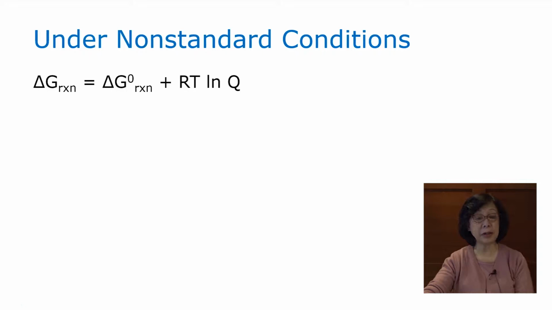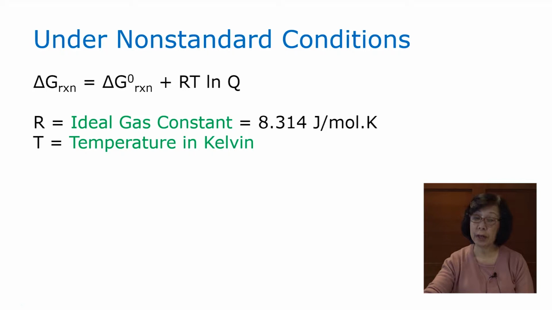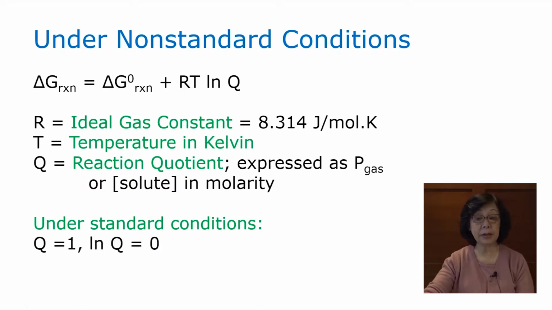Now under non-standard conditions, the Gibbs free energy of a reaction is equal to ΔG0, the Gibbs free energy at standard condition, plus RT natural log of Q, where R is the ideal gas constant equal to 8.314 joule per mole per Kelvin, T is the temperature in Kelvin, and Q is the reaction quotient. It can be expressed as partial pressure of a gas or concentration of a solute in molarity. Under standard conditions, the quotient is equal to 1, so natural log of 1 is 0. So ΔG of the reaction is equal to ΔG0 of the reaction.